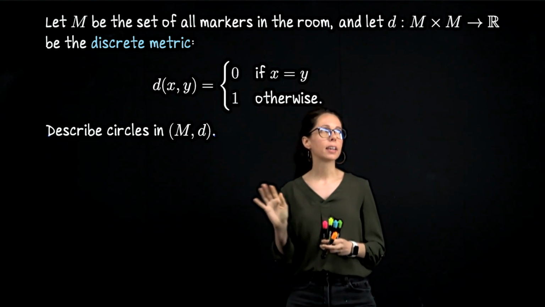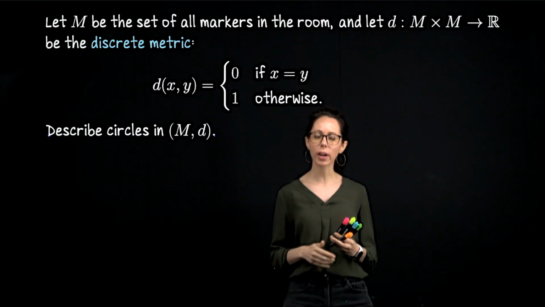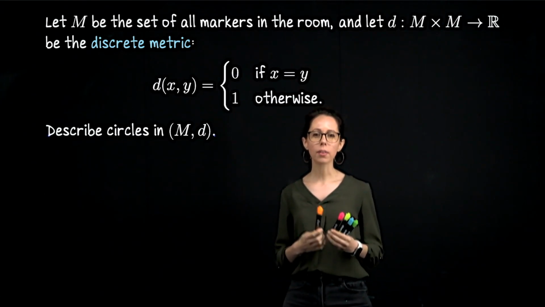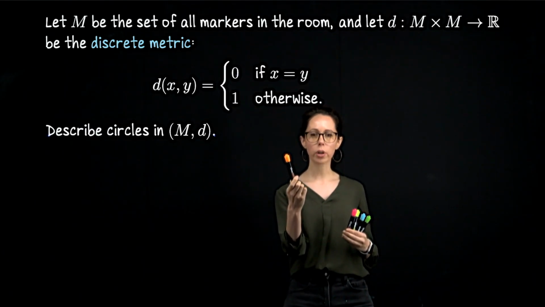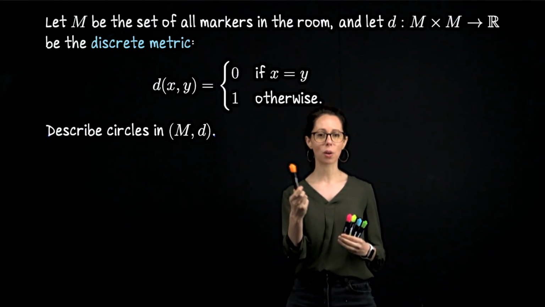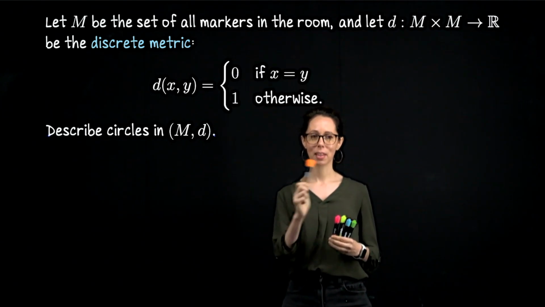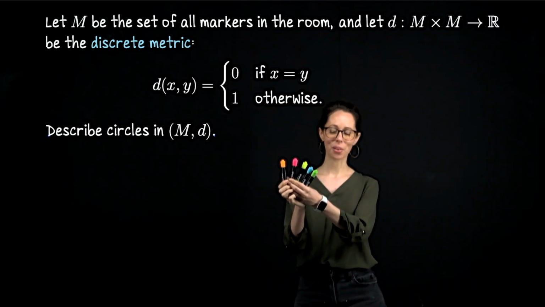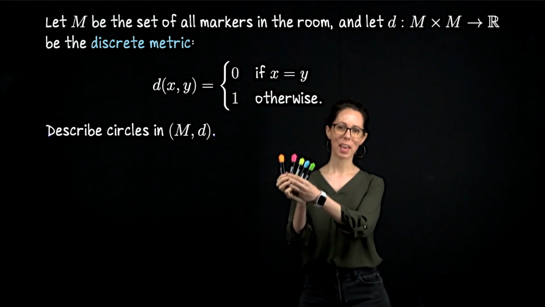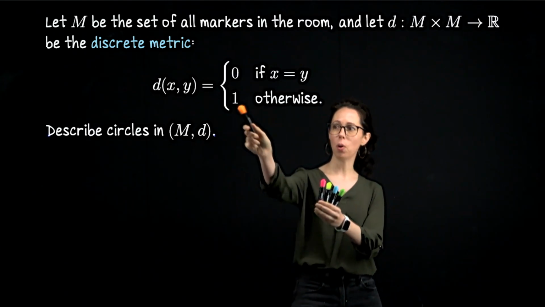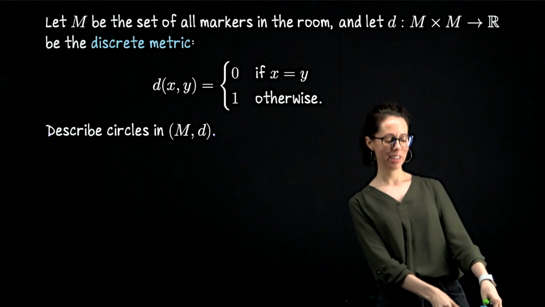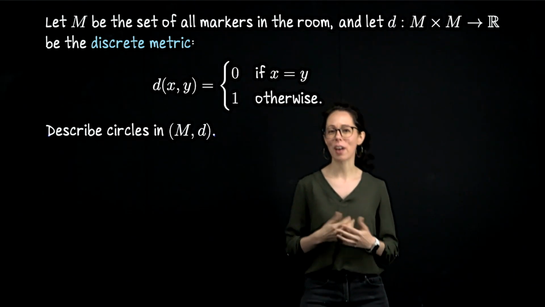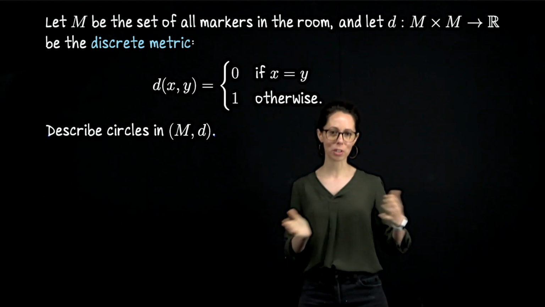If I wanted the solid disk of radius 1, so all of the markers in the metric space whose distance from this central orange marker is less than or equal to 1, what would that look like? It would be all of them, right? So all of the markers in the metric space have a distance less than or equal to 1 for this orange marker. Okay, so I just wanted to lift that up for you as an illustration of how geometry can change when you move from one metric space to another.